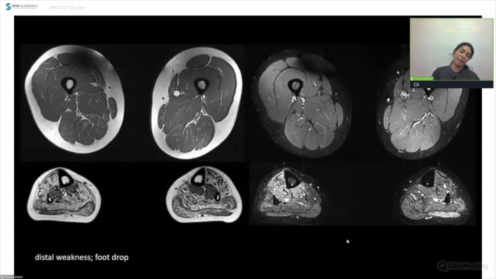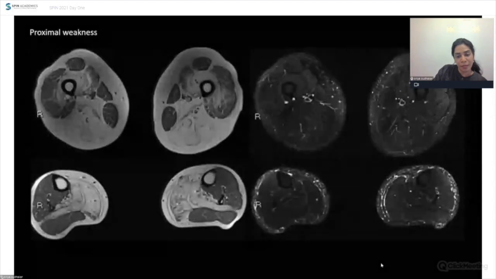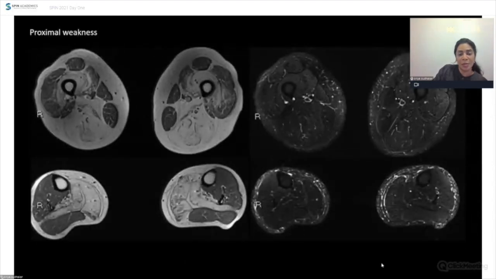So this patient presented with distal weakness and foot drop. We can see that at the thigh level there is mostly involvement of the posterior compartment, but the distal involvement is much more common. And here again, you can see the same pattern of involvement with some preservation of the normal muscles. And this is a CMT2 or Dynamin 2. So again, it is a neurogenic problem. Another case of proximal muscle weakness.